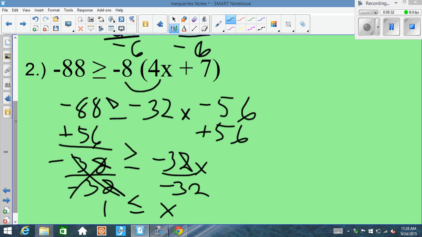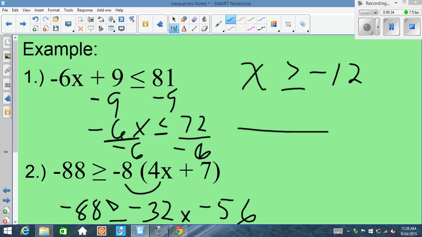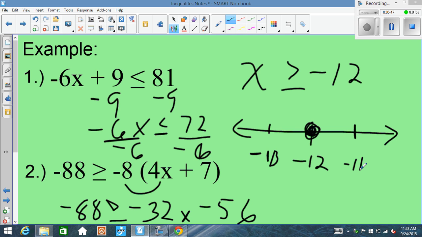Now for graphing these, we would graph this on a number line. Negative 12 is our number. We would circle and dot it here. Negative 13 would be here. Negative 11 would be here. And since it's greater than here, it would go this way.